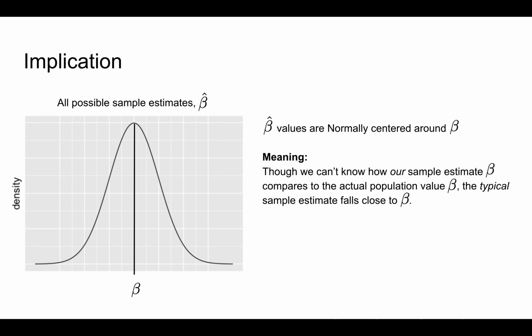let's consider the implications of this theorem, or why we should care. First, the fact that the possible beta hat values are normally centered around beta implies that, though we can't know how our sample estimate compares to the actual population value beta, we can know that the typical sample estimate falls close to beta, or in the range of the normal model here. Hence, though not certain, it's unlikely that our estimate is way too small or way too big.